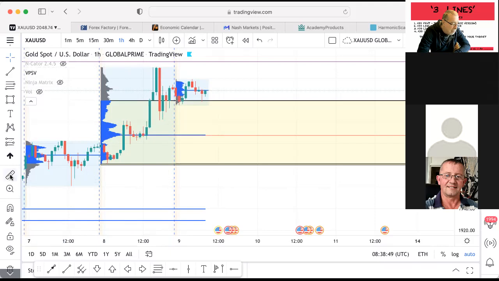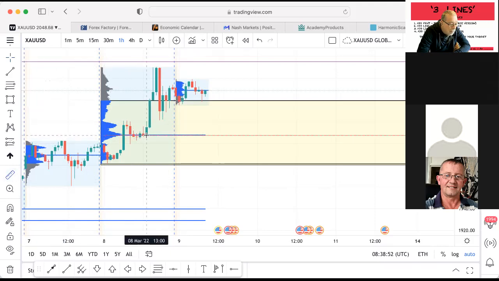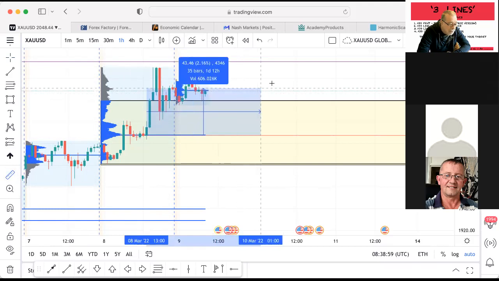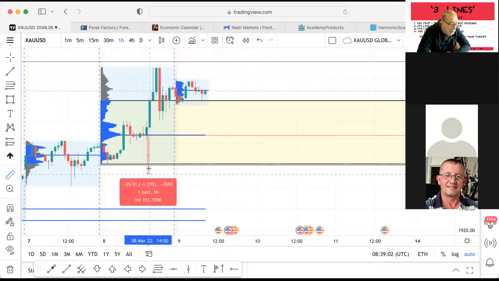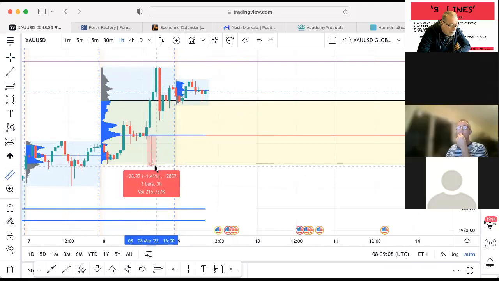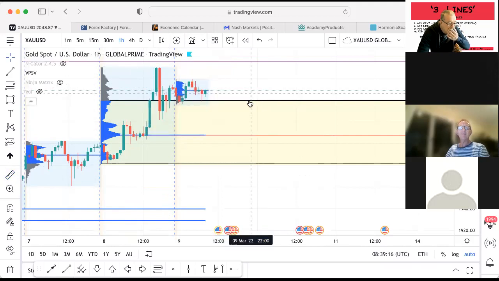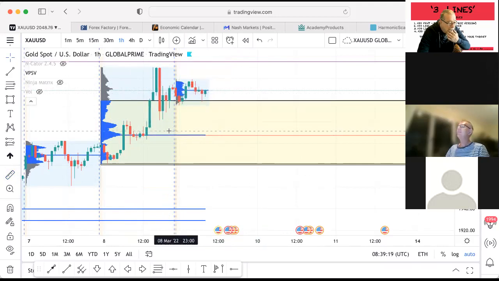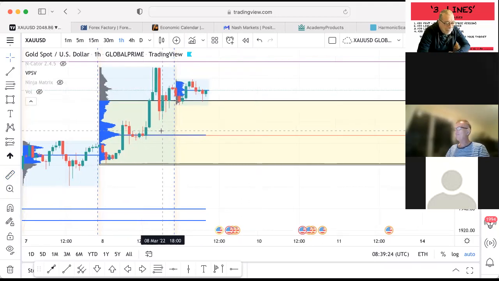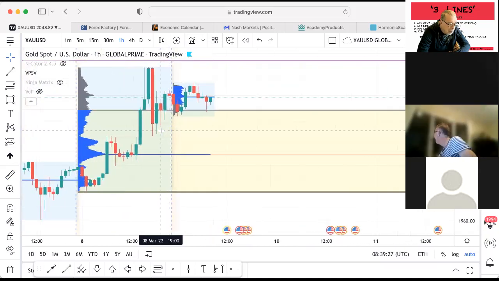It actually rose yesterday afternoon from that point there to that point there, 632 pips. That was from 1 o'clock to 4 o'clock. So in a 3-hour period, it rose 600 pips. And then it immediately came back down about 300 pips. Wild ride.